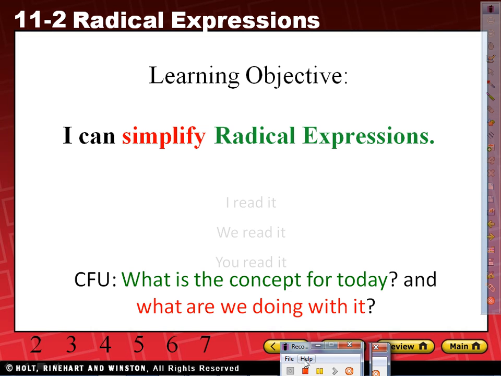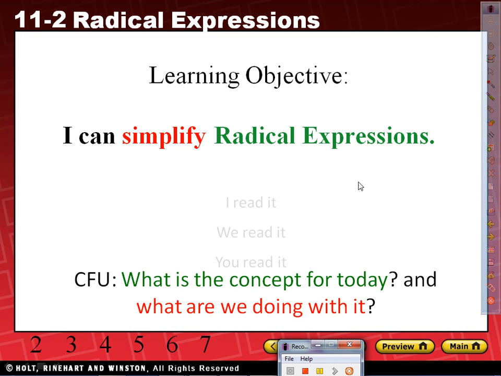Our objective for today: I can simplify radical expressions. Read it together: 1, 2, 3. I can simplify radical expressions. We already covered some of these at the beginning of the year. I introduced them already, so we know most of what we're going to see today. The only thing that is different is that I'm now introducing them with polynomials.